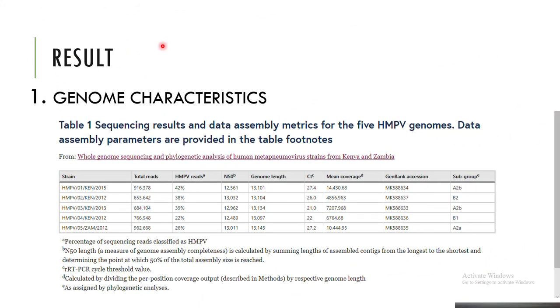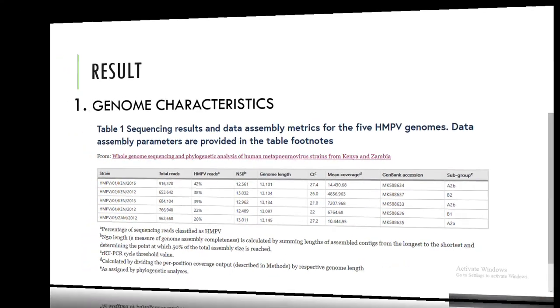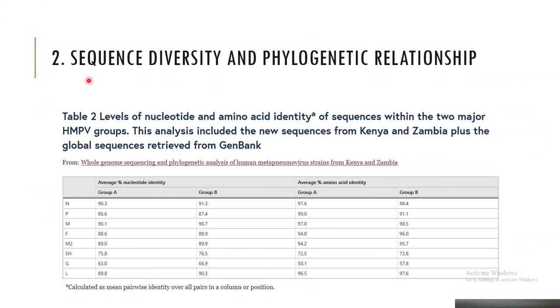Next, we start with the results. The first result is genome characteristics. This table shows the sequencing results and data assembly metrics for the 5 HMPV genomes. The second result is sequence diversity and phylogenetic relationship. This table shows the level of nucleotide and amino acid identity of sequences within the 2 major HMPV groups. The 2 major groups are the new sequences from Kenya and Zambia, and the other group is global sequences retrieved from GenBank.